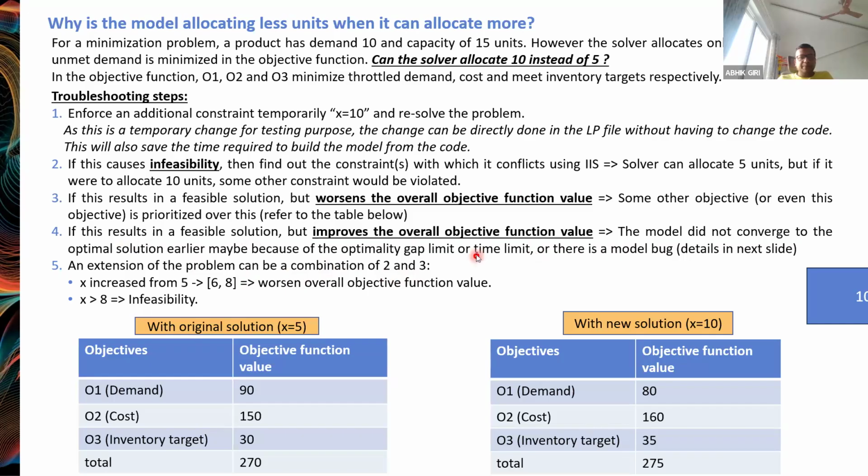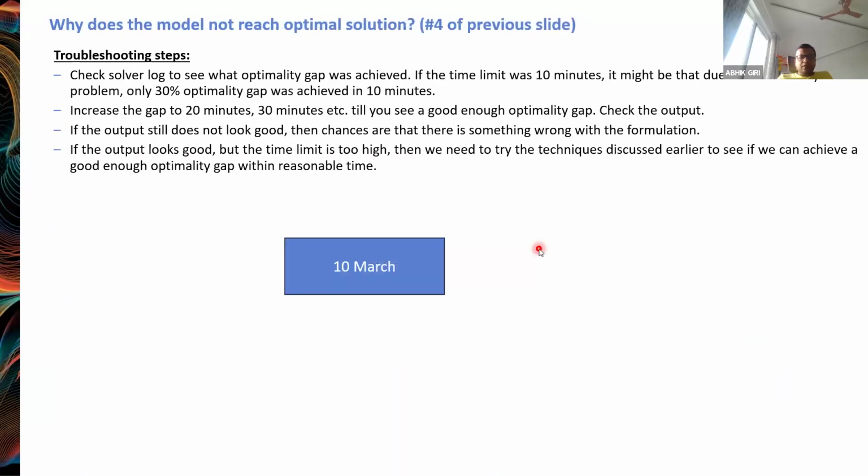That is, if in case the overall objective function value improves with x equal to 10, what is the next thing that you would do? So now what you would do is, if there is some time limit or optimality gap limit, you will try to change that or remove that and see what is the result that you get after removing these limits. So that means you try to reach the globally optimal solution.